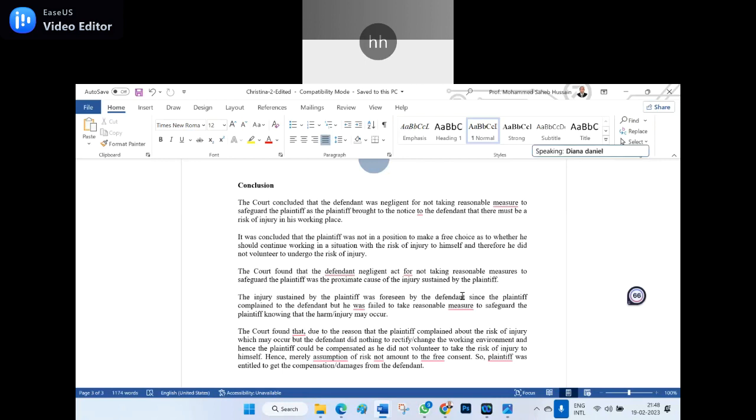Appreciate. So the second issue here gave the second paragraph. It was concluded that the plaintiff was not in a position to make a free choice as to whether he should continue working in a situation with the risk of injury to himself, and he did not voluntarily undergo the risk of injury. This is exactly what I framed in the issues. That decision comes after the application. Yes, Professor, giving the conclusion.